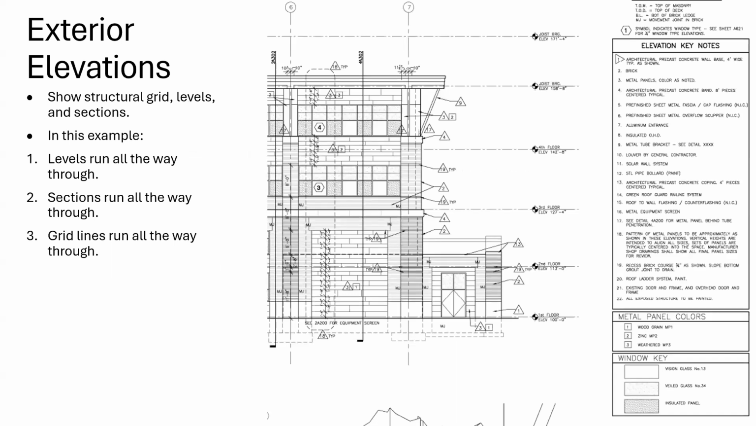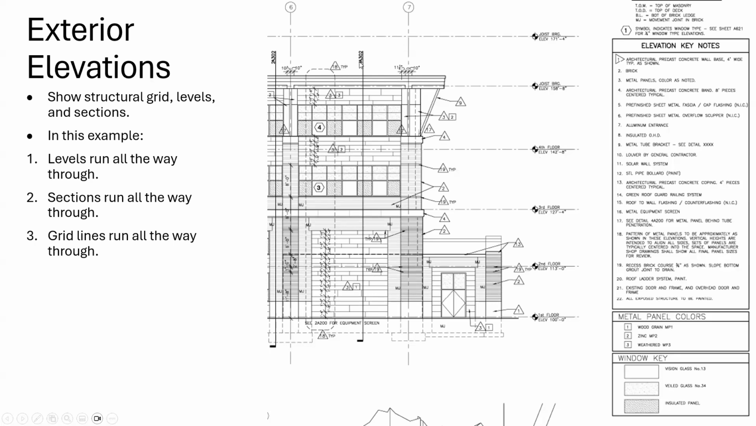This is a CAD elevation done of this building. I think it's the south side of the building, but anyway, this is an example of what I was talking about. Structural grids are these little bubbles on the top. This is grid 7, this is grid 6. We talked about these grids on the plans, but they show up through the elevations. And then your levels, just like they do in Revit, run all the way through the building, and the grid lines run all the way through the building.